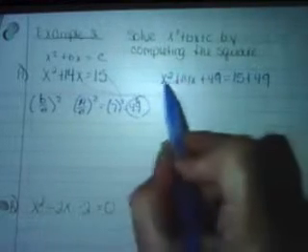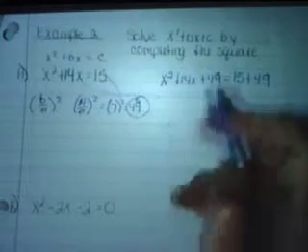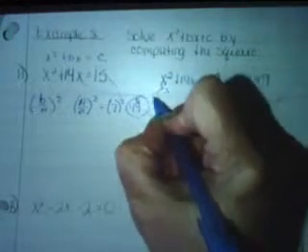Step 4, factor the perfect square trinomial. Here's our perfect square trinomial, so let's factor it. What are our factors of x squared? I have x times x.